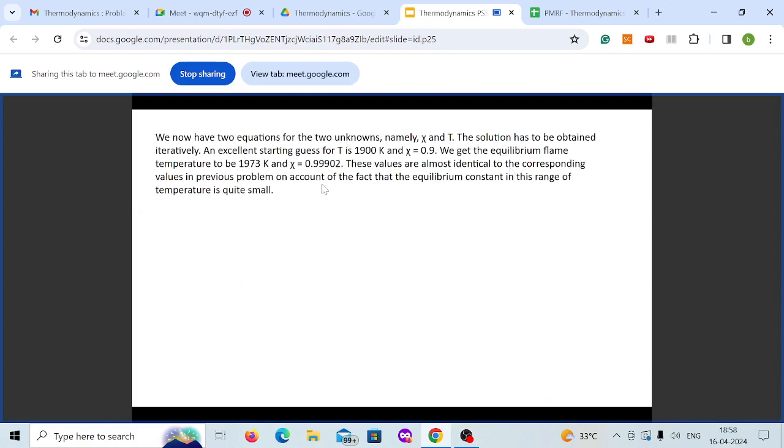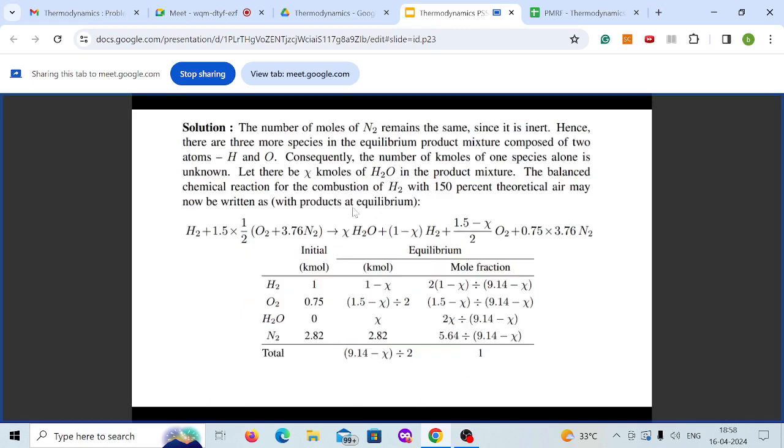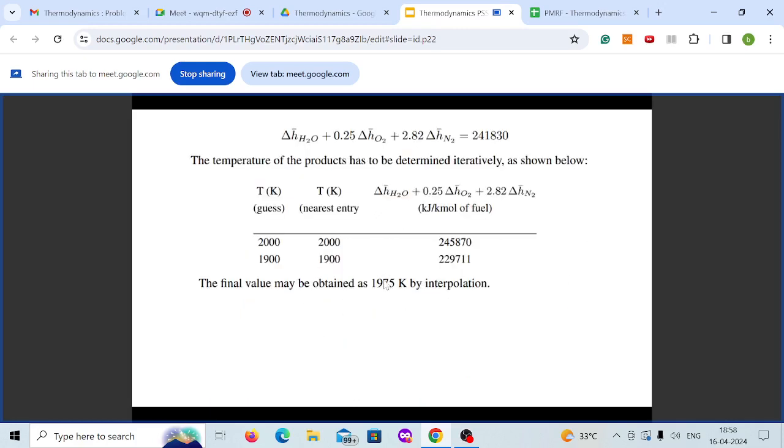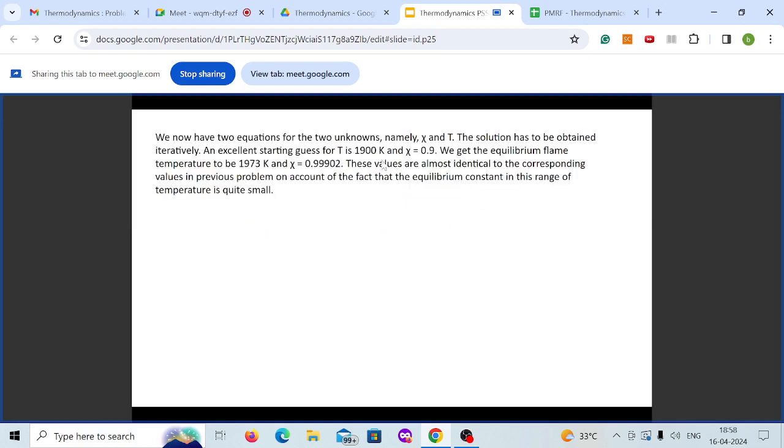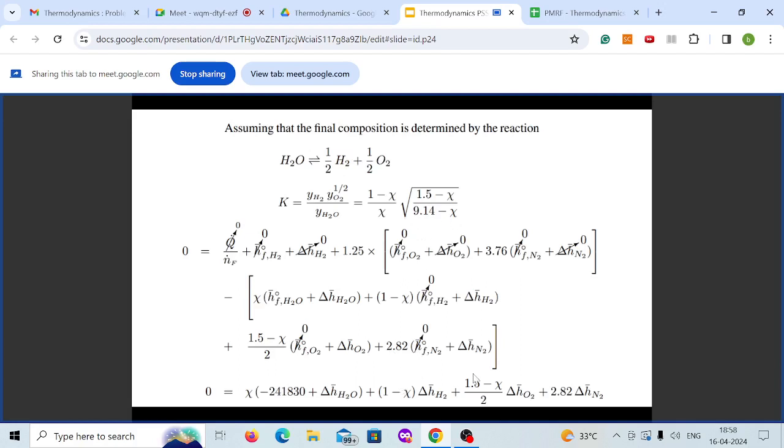Now we have to find this iteratively, just like the previous adiabatic flame temperature. The starting guess value is 1900, because previously we saw it is 1975, so we can start with 1900, and x value is 0.9. We get the equilibrium flame temperature. Similarly, we do this iteratively and see whether this is being satisfied.